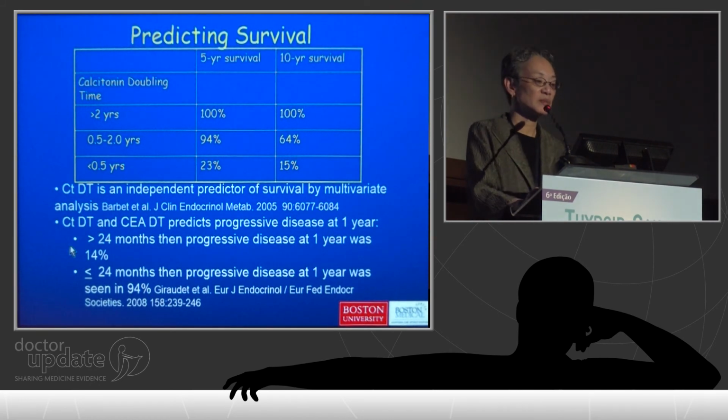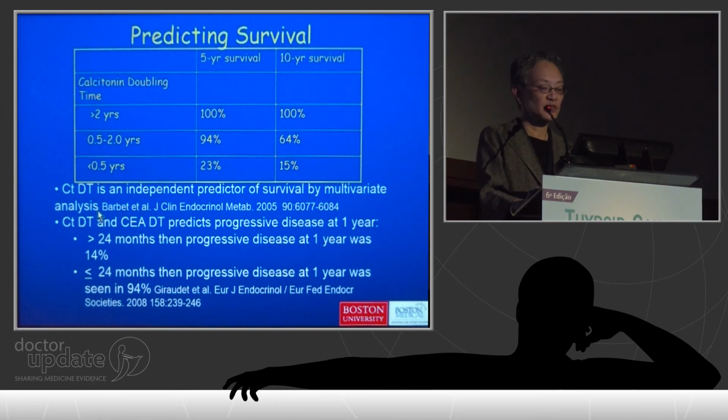If you look at the calcitonin doubling time, it is an independent measure of both survival and recurrence. So if the calcitonin or the CEA doubling time is greater than 24 months, then the risk of progressive disease at 1 year is about 14%, relatively low. But our patient had a doubling time of much less than 24 months. He fulfilled this prediction that he had progressive disease within a year, and that occurs in 94% of patients with a fast doubling time.